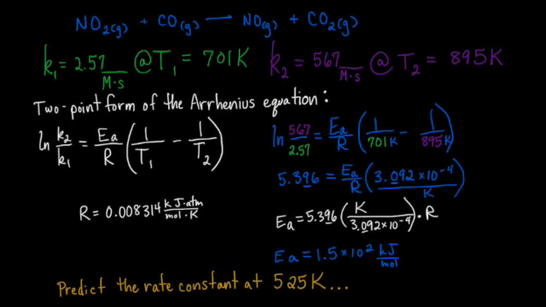Next, we're going to take the given information of 2 rate constants at different temperatures and put them in for the 2-point form of the Arrhenius equation. Using the natural log of the rate constants and the given information at the temperatures, we're able to get the activation energy for this equation. Now go ahead and pause the video and try to predict the rate constant if the temperature was 525 Kelvin.